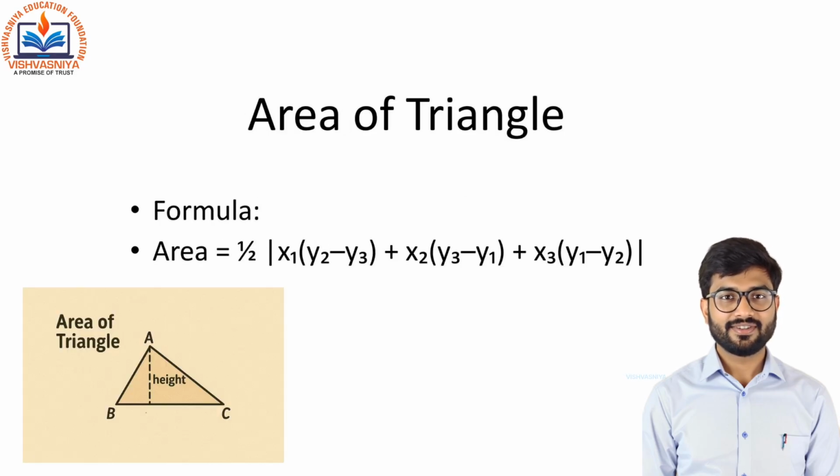Now let's calculate the area of a triangle formed by 3 points A, B and C. Formula is area equals 1 upon 2 into modulus of x1 into (y2 minus y3) plus x2 into (y3 minus y1) plus x3 into (y1 minus y2).